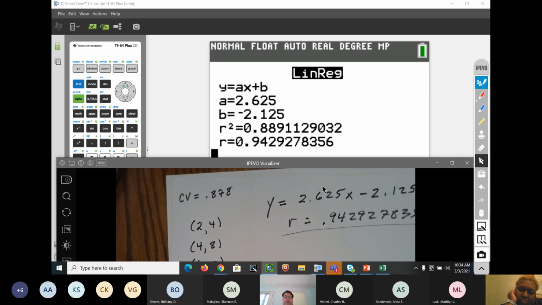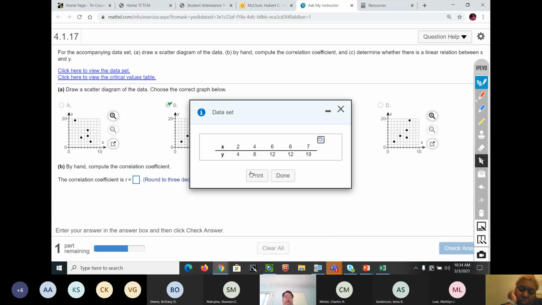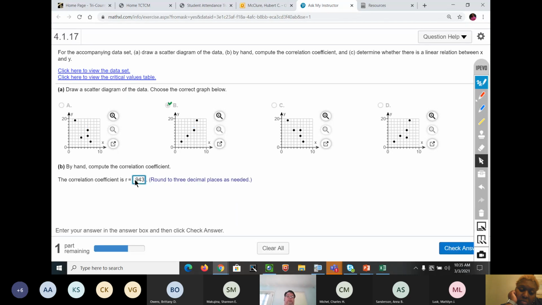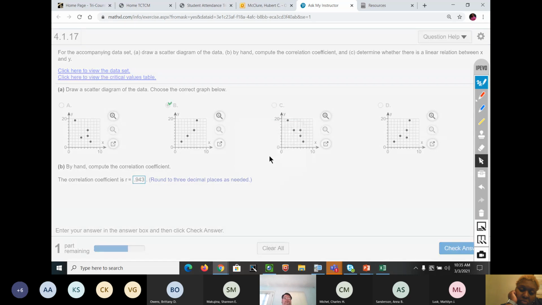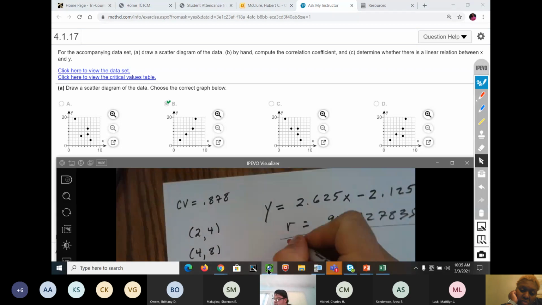All right, so let's go back to the homework question. And round to 3 decimal places, R is equal to 0.943. All right, now this is where you need to write this down. Because the correlation coefficient, R, is positive, what is your correlation coefficient? I'm going to write that down for you. That's this number right here. I don't know why they don't call it R. Correlation coefficient.